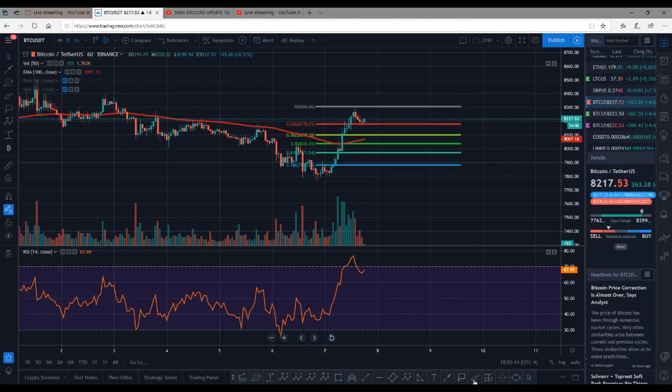But this push to the upside can be an ABC correction down to the 382, which is going to be around 8100. Just because we push upside doesn't mean we're going straight. We can get another pullback in this area before even dropping down to 0.786. This way you're going to get your channel just like this one.